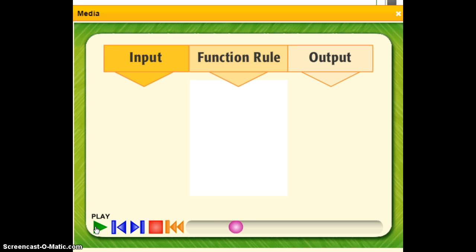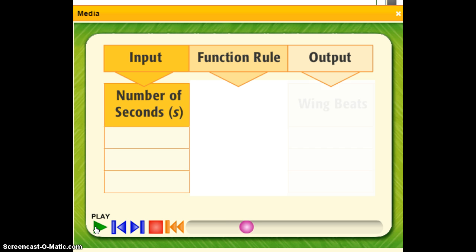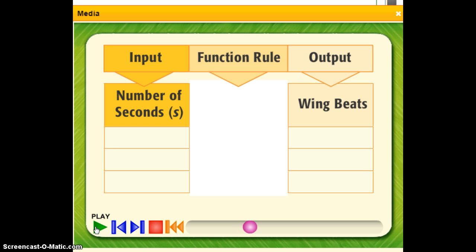Let's organize the input-output values in a function table. The first column is the input and the last column is the output. The function rule is an expression that describes the relationship between the input and the output. Remember, the hummingbird beats its wings 52 beats per second. If s represents the number of seconds, 52 times the value of s, or 52s, is the function rule.